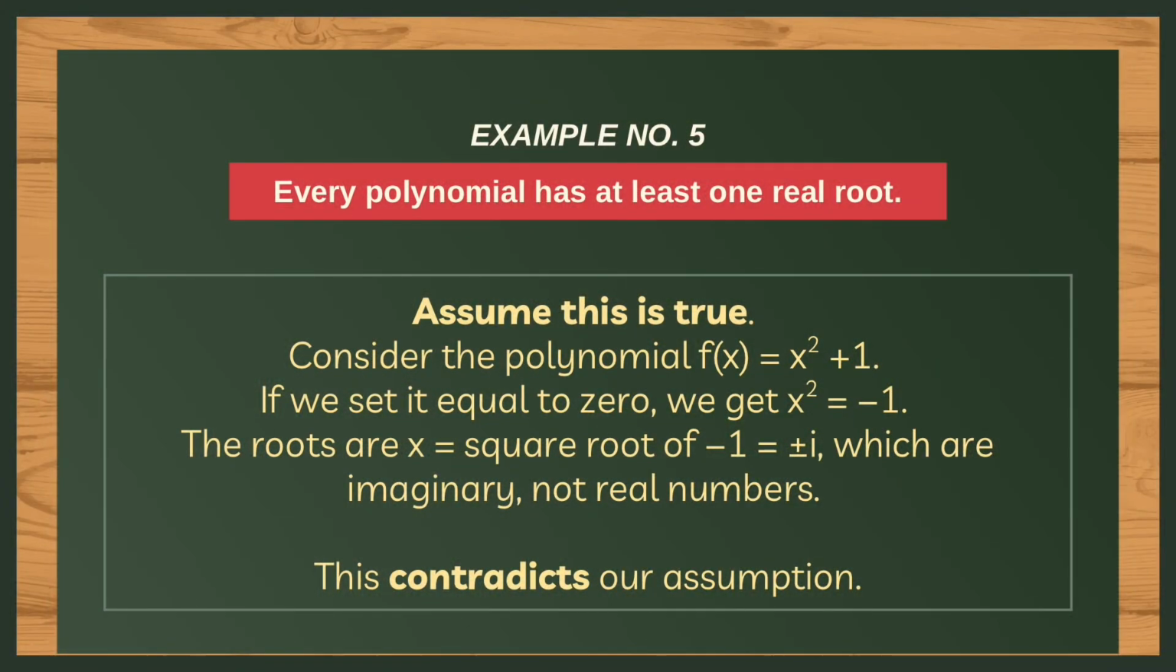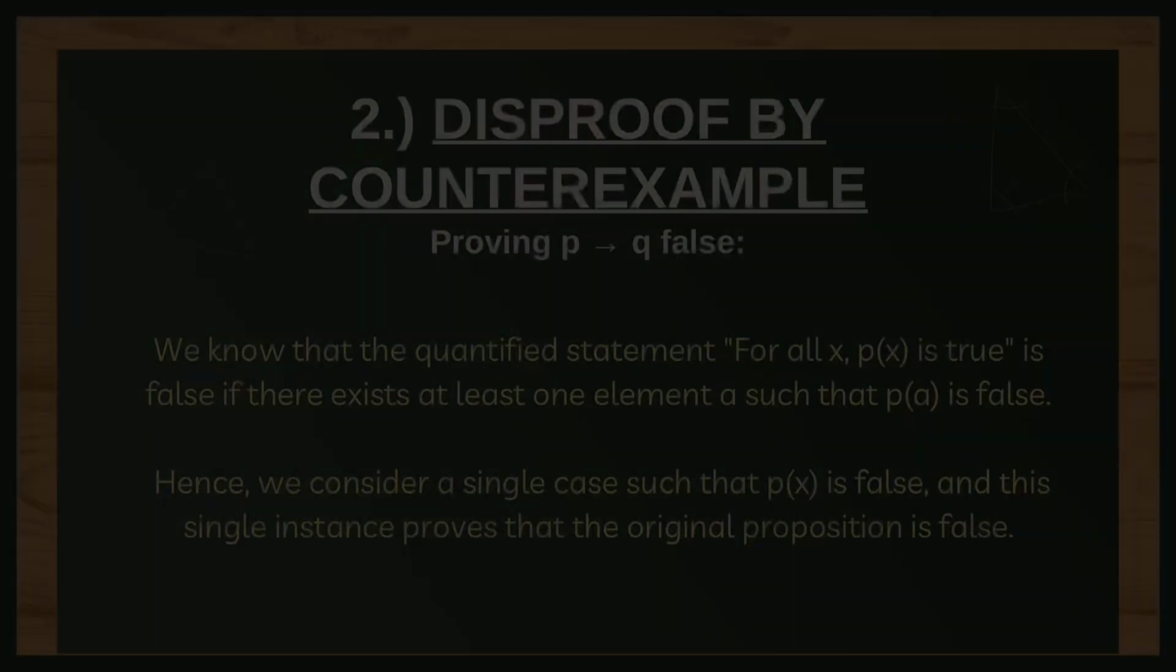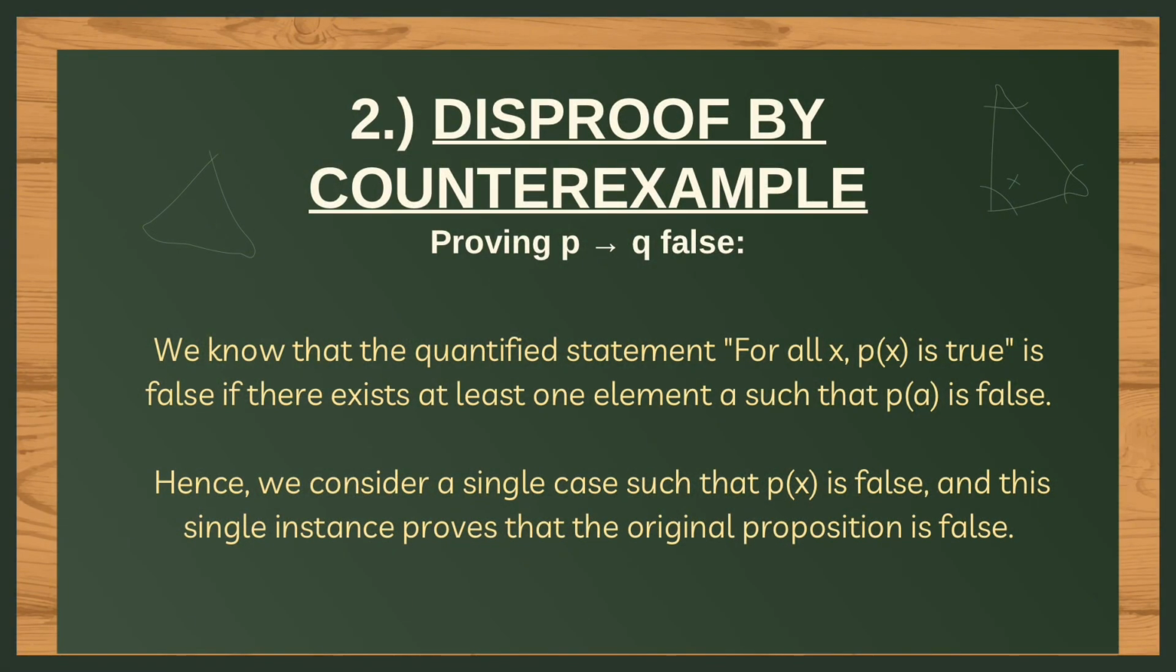Example number 5. Every polynomial has at least one real root. Let's assume that this is true. Consider the polynomial f(x) = x squared plus 1. If we set it equal to 0, we get x squared equals -1. The roots are x equals the square root of -1, which is equal to positive or negative i, or imaginary, which are not real numbers. This contradicts our assumption.